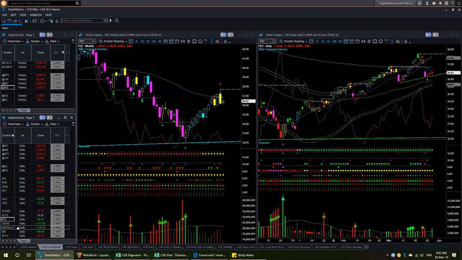FEZ, this is also looking good. Again, if you were running the sonar yesterday, then precisely at the moment it tried to go below the daily memory support and reverse from there, you could use intraday chart template to take a long position at that time. This is Euro Stocks Index ETF.